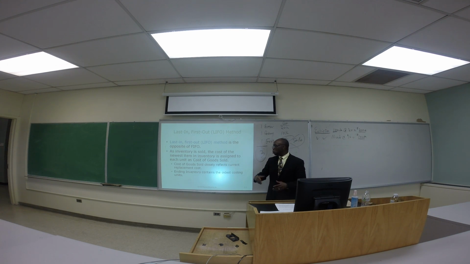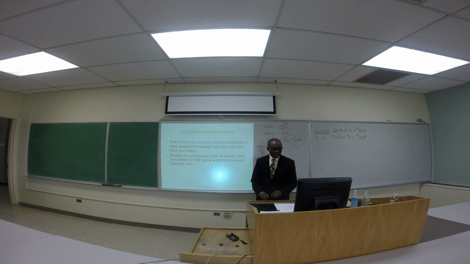So the cost of goods sold will closely reflect the current replacement cost, and the ending inventory will contain the oldest costing units. Now, of course, this method is like how layoffs work in a union environment. If the company needs to lay off people, the ones that were hired most recently obviously get laid off before the senior staff. So last in, first out, pretty much the same thing. Now, again, this table will illustrate last in, first out. You need to go through that very closely.